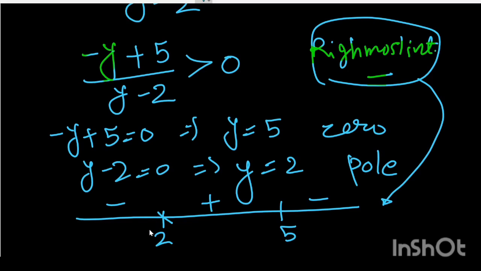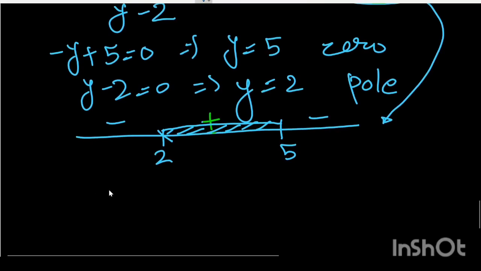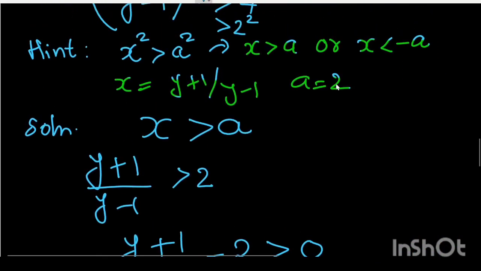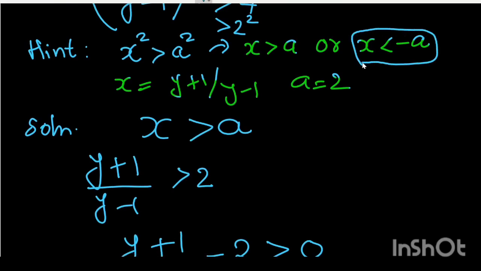It will come, guys. So the question is asking for positive. So positive is this, so we will take 2 to 5 as our final answer, both in open interval. So 2 to 5 is the first answer. Now the second answer: x less than minus a we will solve, and x greater than a we already solved. Whatever we get, both the answers we will take the union.